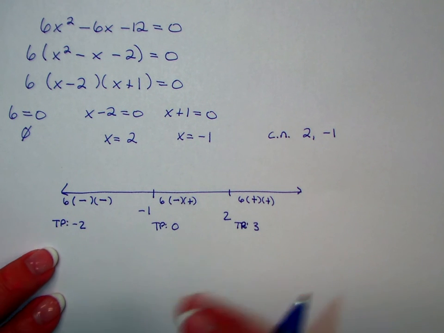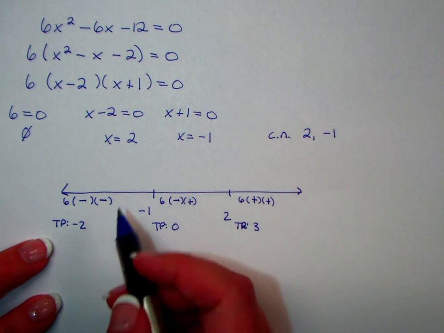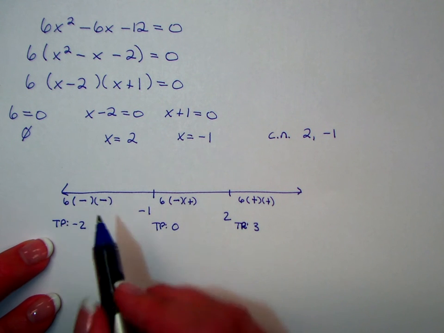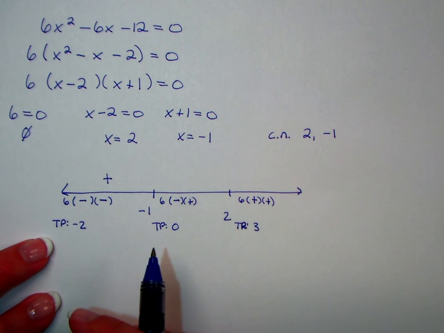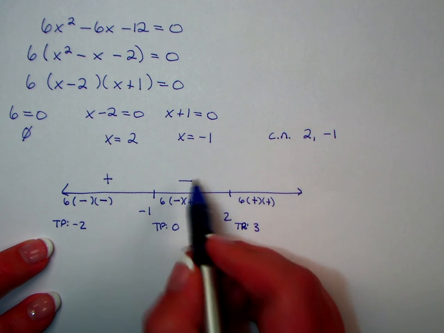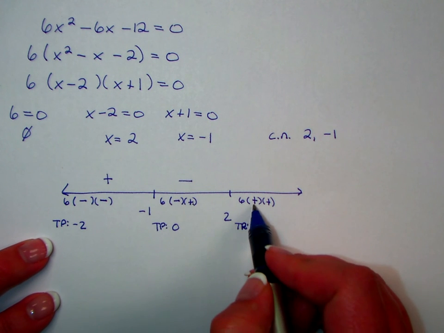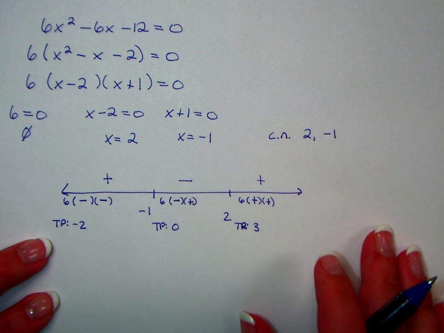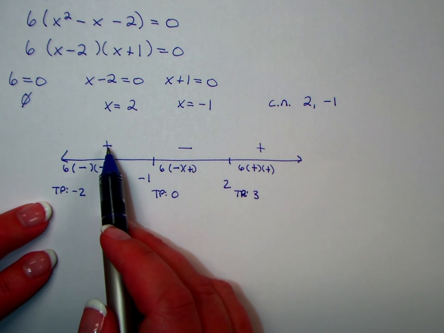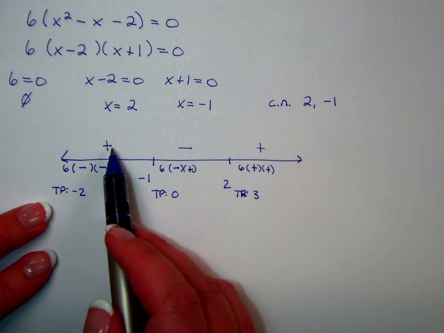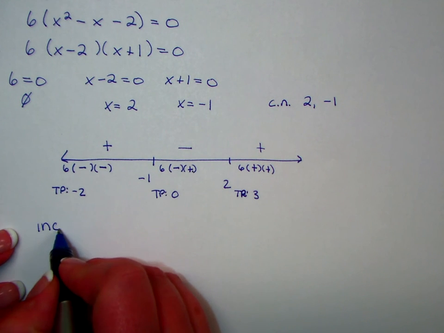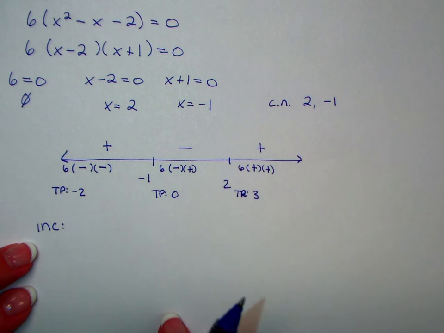Now above the number line, I'm going to indicate whether the derivative is positive or negative. So if I do a positive 6 times a negative times a negative, overall this derivative is going to be positive here. If I do 6 times a negative number times a positive number, overall the derivative is going to be negative here. And if I do 6 times a positive times a positive, the derivative is going to be positive. So here's where the increasing, decreasing test comes in. If the derivative is positive, then the function is increasing. If the derivative is negative, then the function is decreasing. So I know exactly where this original function is increasing and decreasing.